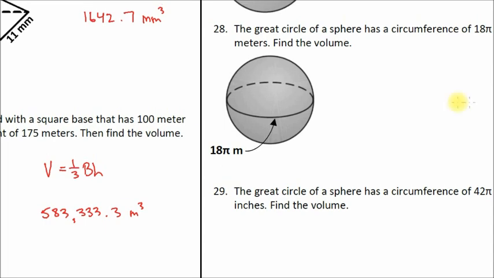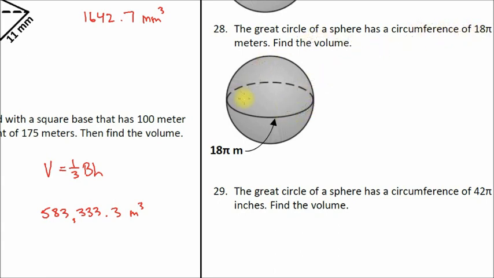Number 28. The great circle of a sphere has a circumference of 18 pi meters. Find the volume. All right, so we learned in our flip book the great circle is the circle that goes around the widest part of the sphere. And that's right at the hemisphere, or where it becomes a half of a sphere. And that says it is 18 pi.